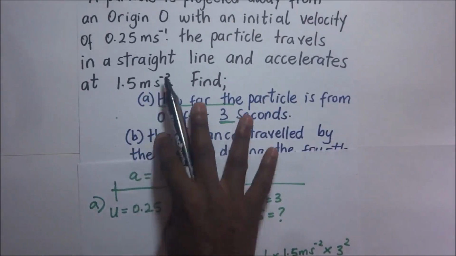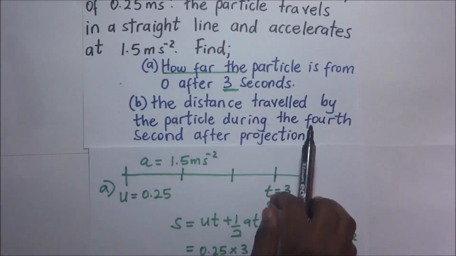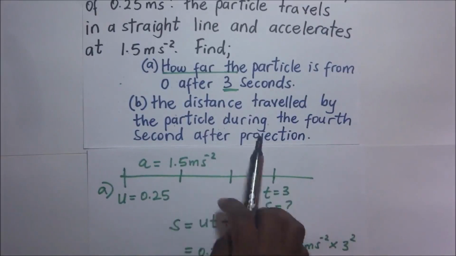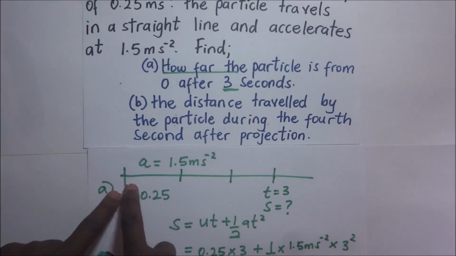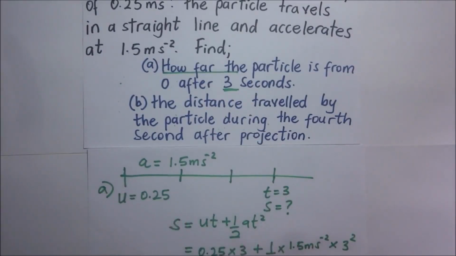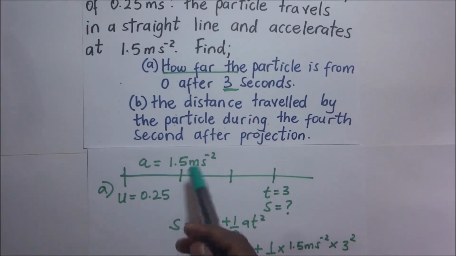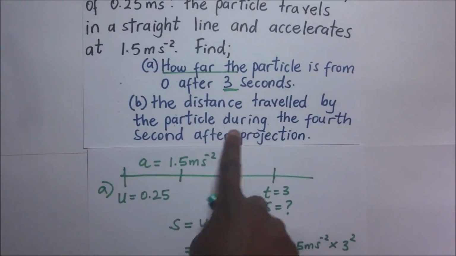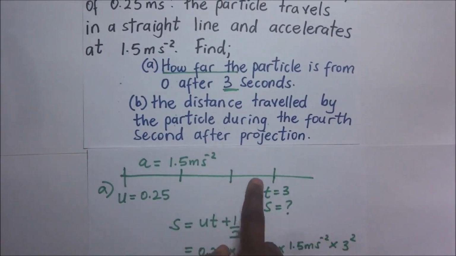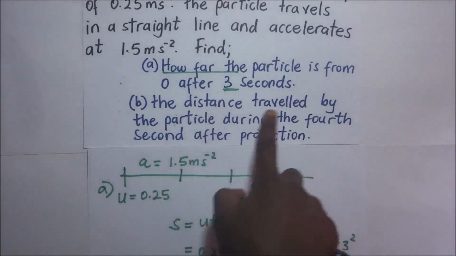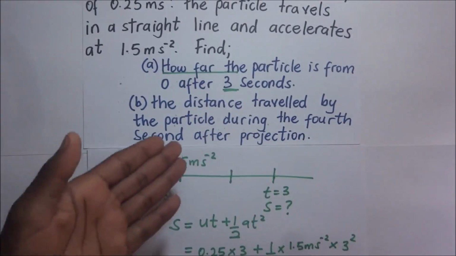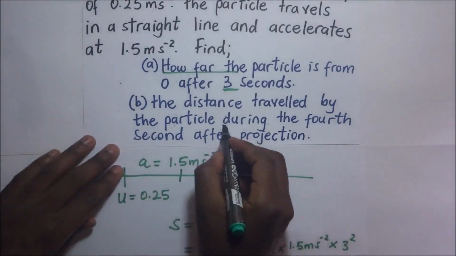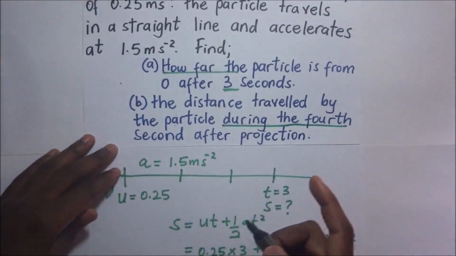So part B, they're asking us to find the distance traveled by the particle during the 4th second after projection. So it means that the particle has been moving from here for 4 seconds, but in the 4th second. Now there's a difference: if they said find the distance traveled by the particle after 4 seconds, that is different from saying the distance traveled by the particle during the 4th second. So here they want us to find the distance during the 4th second, not after the 4 seconds.